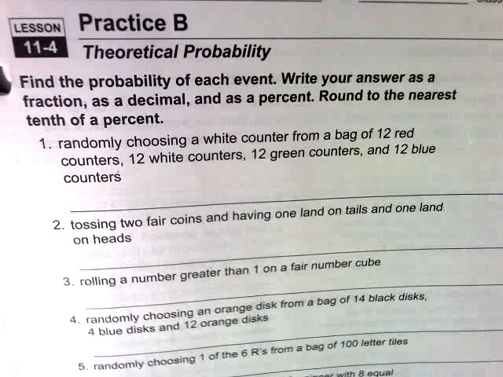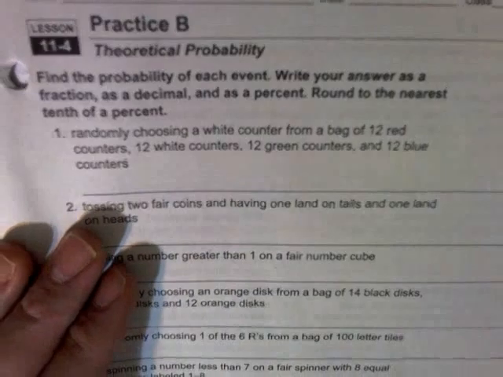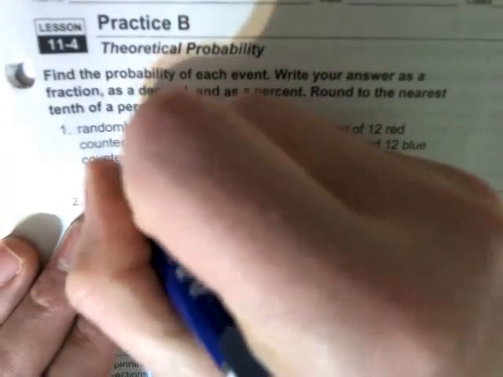So number 1 says we're going to randomly choose a white counter from a bag of 12 red, 12 white, 12 green, and 12 blue counters. So remember, probability is the number of winning scenarios. In this case, because they're talking about pulling a white counter, a winning scenario is pulling a white counter, compared to the total number of possibilities. So there's 12 white counters, and if we total it up, 12, 12, 12, and 12, makes 48 total counters. So the probability of getting the white counter is 12 out of 48.